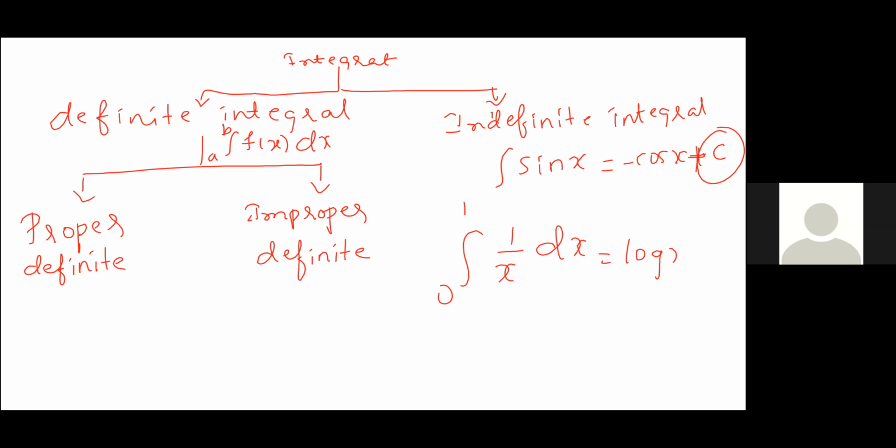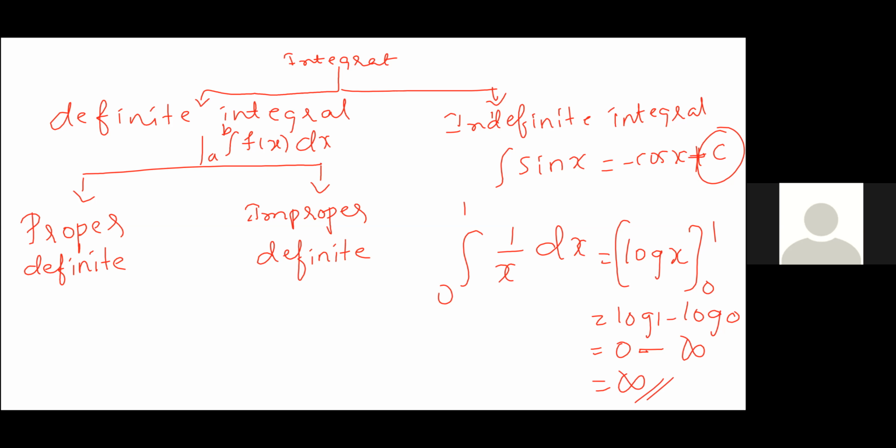Log x between the limits 0 to 1 equals log 1 minus log 0. What's the value of log 1? 0. What's the value of log 0? Infinite. So that means it's not defined. It will be infinite, it's not defined.